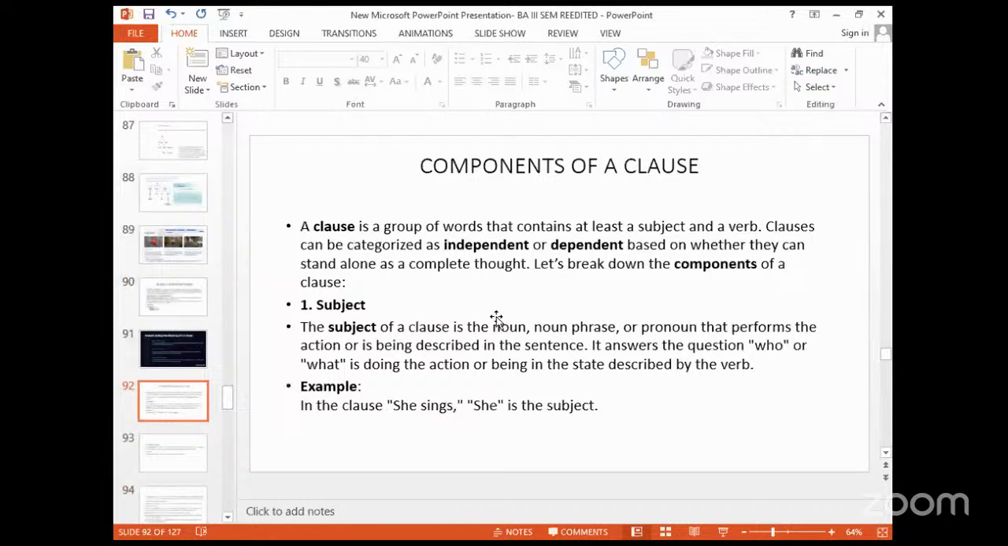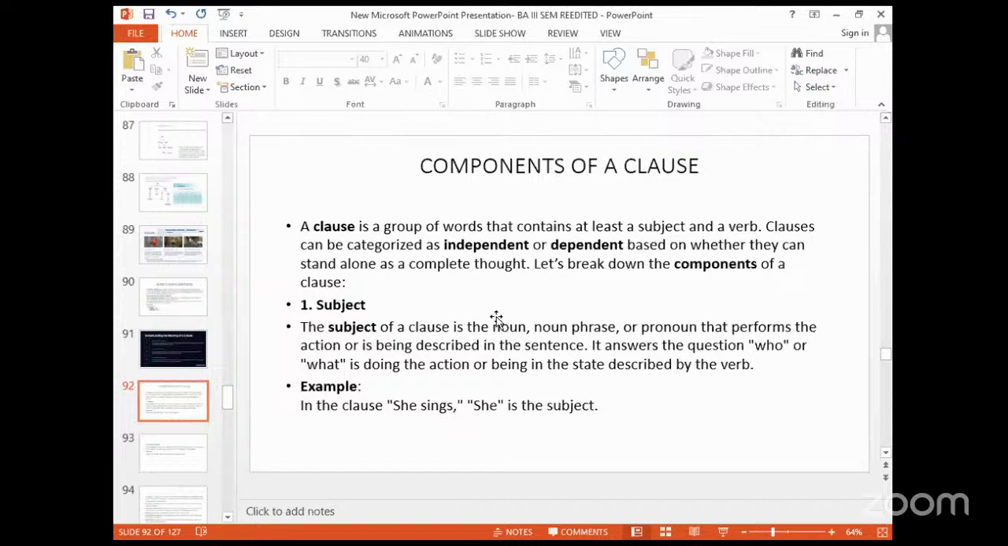So these are some of the components of a clause. What all does it have? A subject, right? Sometimes a clause may have just the verb. A clause is a group of words that contains at least a subject and a verb. Clauses can be categorized as independent or dependent based on whether they can stand alone as a complete thought, or they need some kind of a dependent clause, some support. So let's break down the components of a clause.